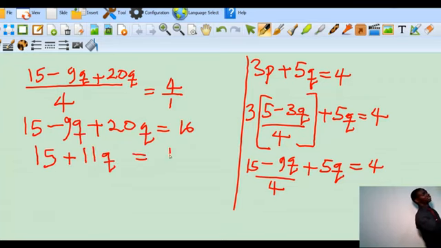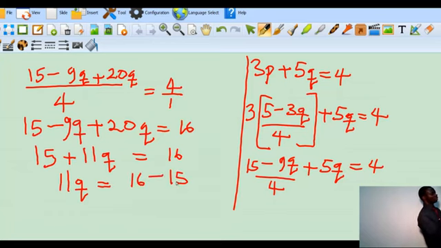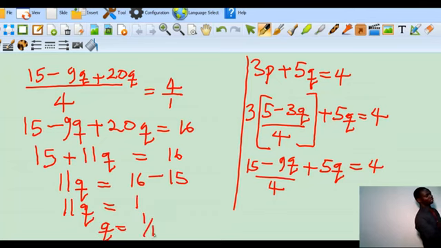is equal to 16. And if you want to make q the subject of the formula, you get 16 minus 15. Your 11q is equal to 1. Then your q is equal to 1 over 11. Now we have gotten one of the unknowns, which is q, to be 1 over 11. So let's see what we are going to do now. What we will do is to substitute for that q into one of the equations to get the value for p.